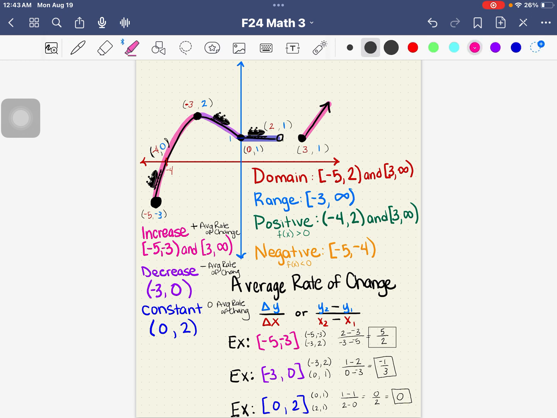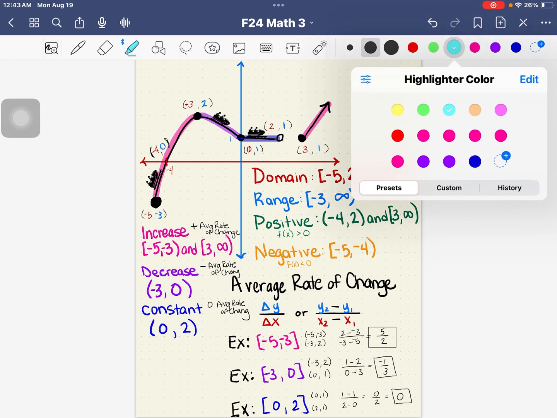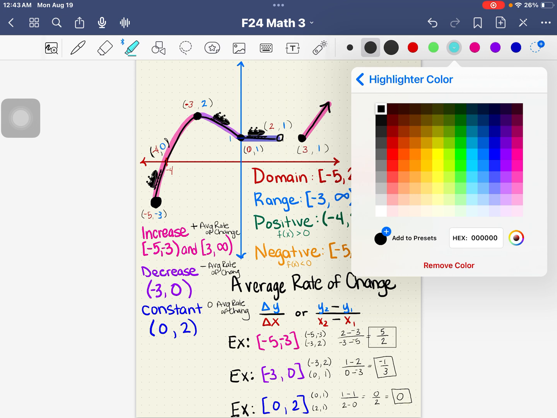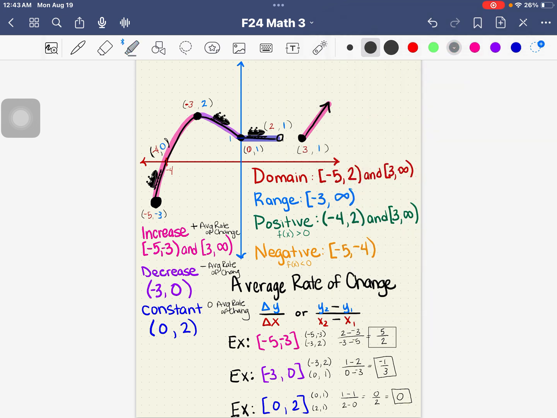Okay, so those are some pretty big concepts there when we're dealing with average rates of change. And that is it for this lesson. I'm going to highlight a couple of things. Again, we were talking about average rate of change. 0 is constant, negative is decreasing, and positive is increasing. And that is it for this lesson.